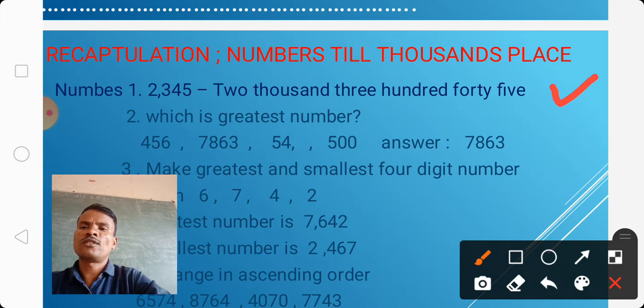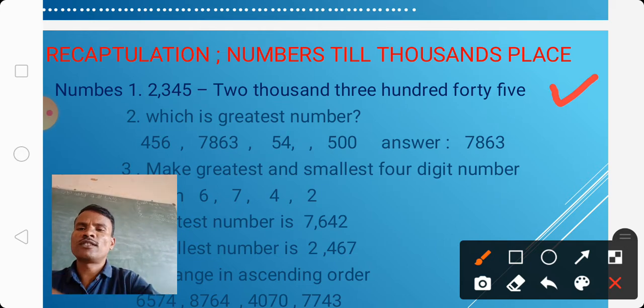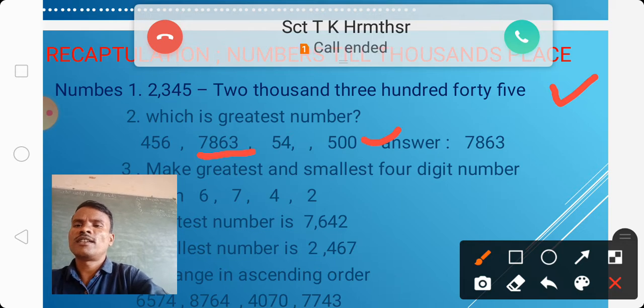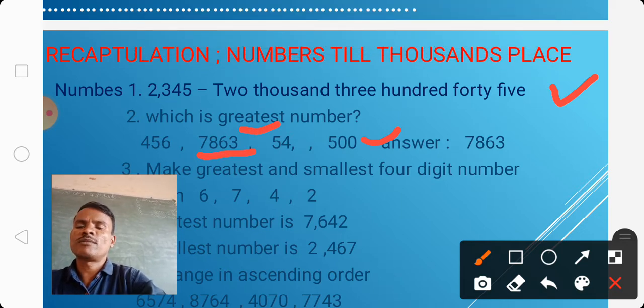In these 4 numbers, we first identify that the numbers have different digits. The number having the highest number of digits is the greatest number here. The second number has 4 digits, the first number has 3, the third number has 2, and the fourth number has 3. That's why 7863 is the greatest number.